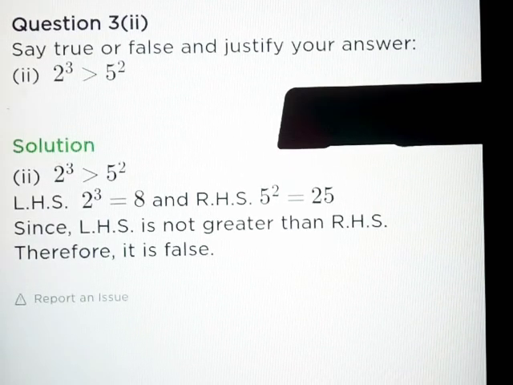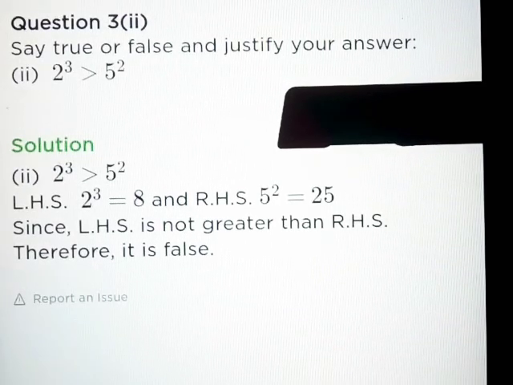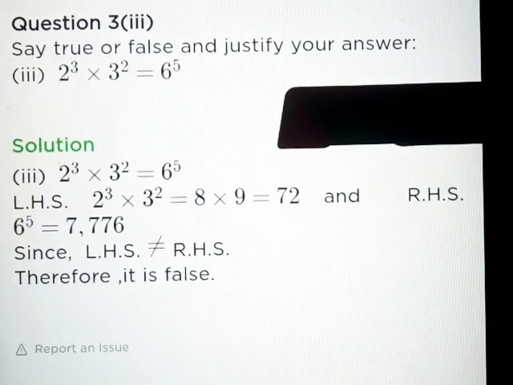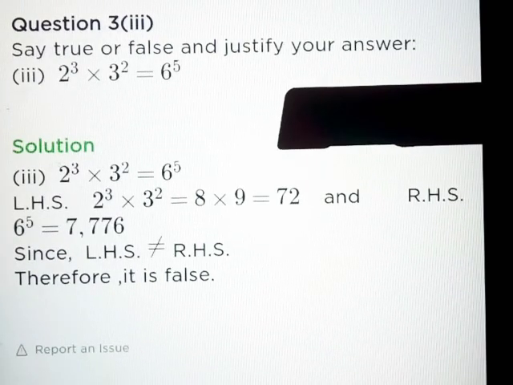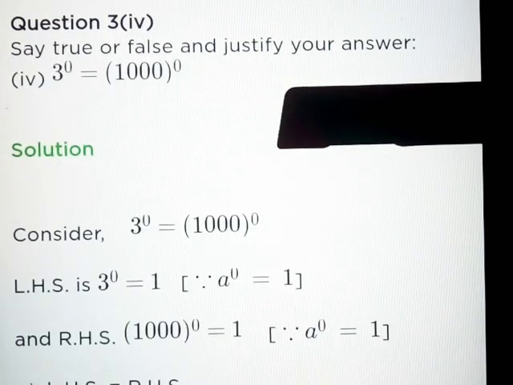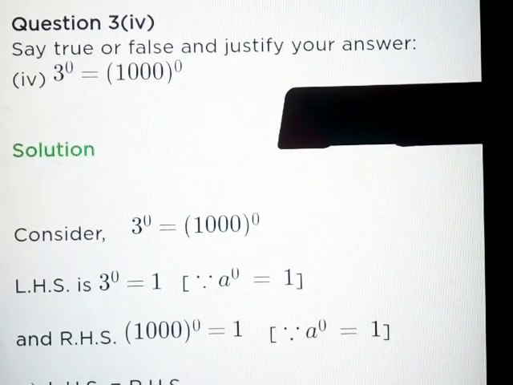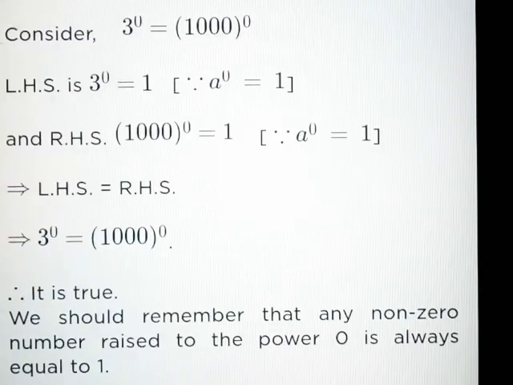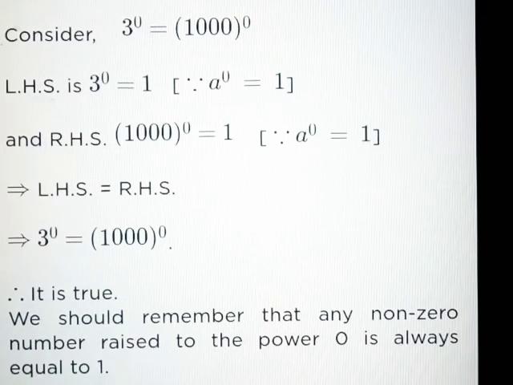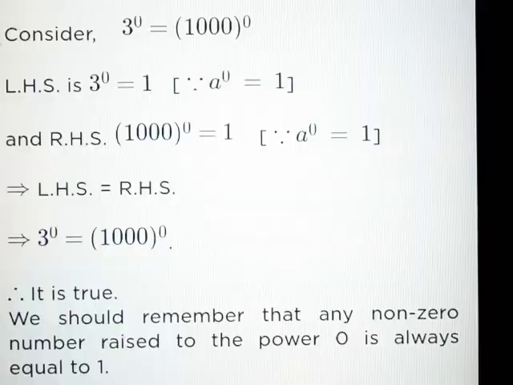Part B, 2 cube into 5 square. Therefore, it is false. Part C, 2 cube into 3 square is equal to 6 raised to power 5. Therefore, it is false. Part D, 3 raised to power 0 into 1000 raised to power 0. It is true. We should remember that any non-zero number raised to the power 0 is always equal to 1.